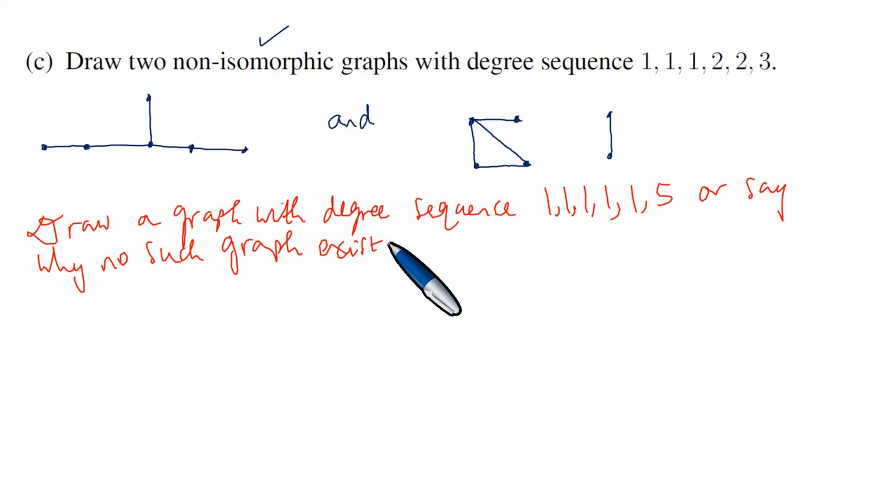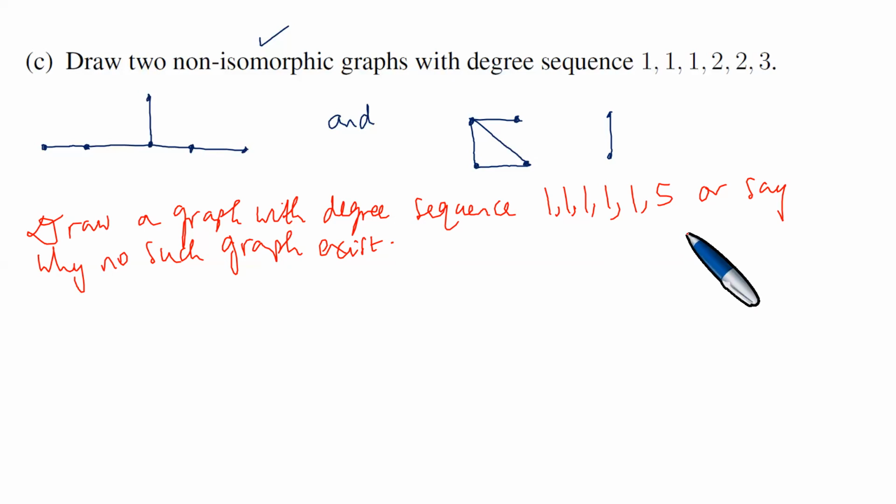Draw a graph with degree sequence, or say why no such graph exists. First and foremost, according to the first theorem of graph theory, the sum of the degrees of a graph must be twice the number of the edges for the graph to be constructible. So obviously here, if you add the five ones and this five, it gives 10, which is 2 by 5. So you can potentially draw a graph of size 5, because 10 is 2 by 5.